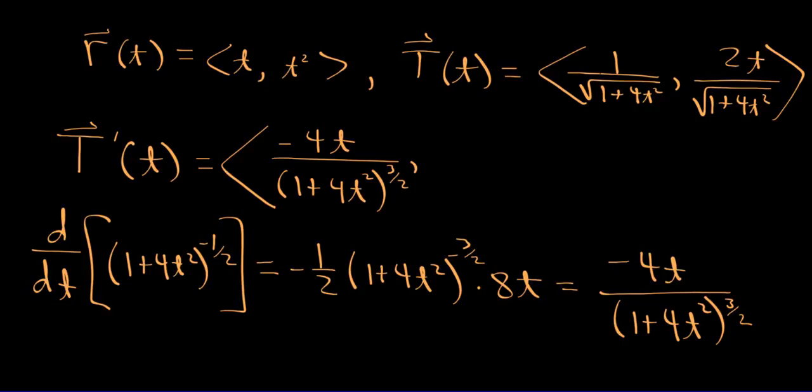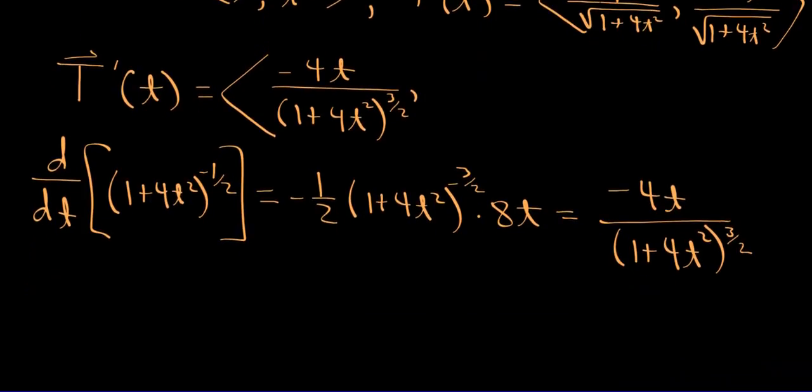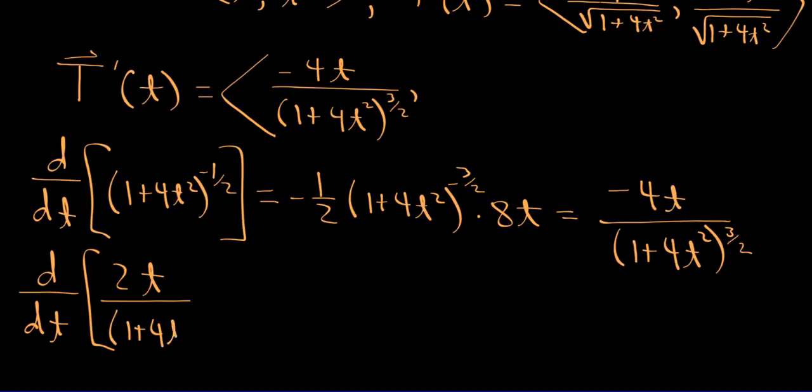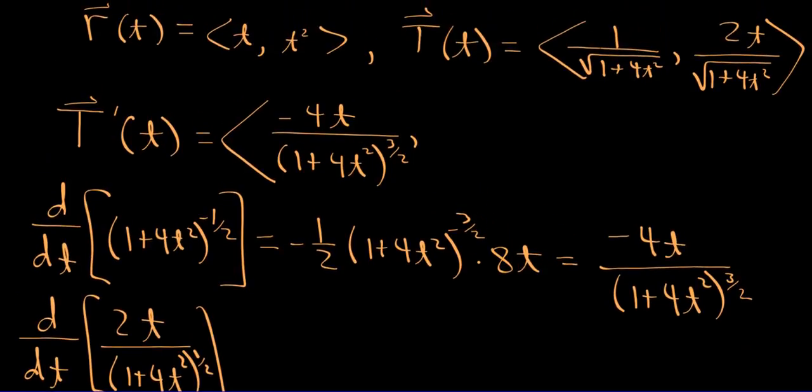Okay. Now, I got to do this one. 2t over, so here we go. There's 2t over 1 plus 4t squared to the 1/2. Now on this one, I'm going to need to use the quotient rule. I mean, you could use the product rule on it by writing the 1 plus 4t squared to the negative 1/2, but I'm just going to use the quotient rule.